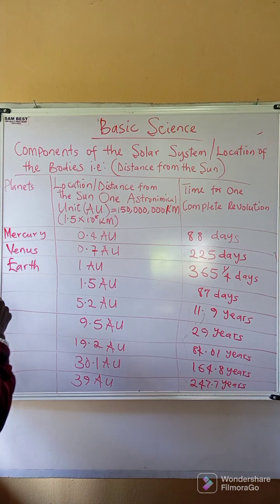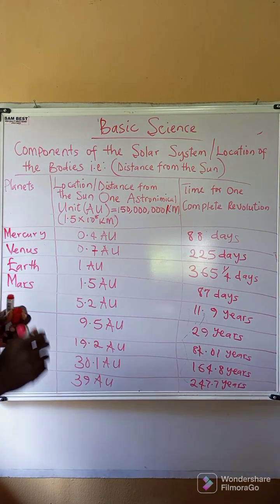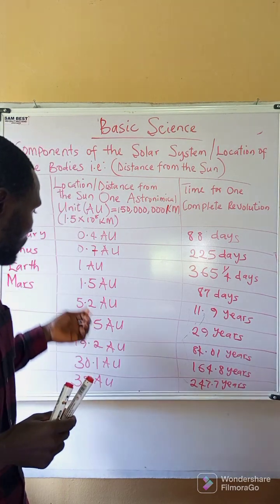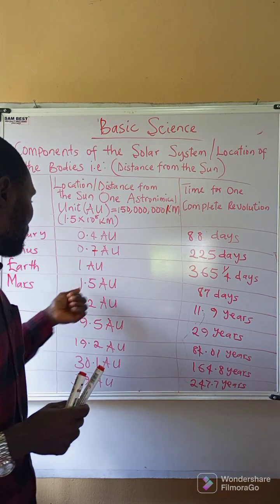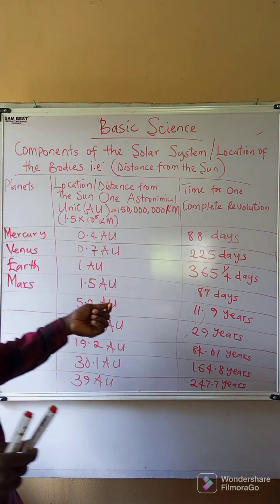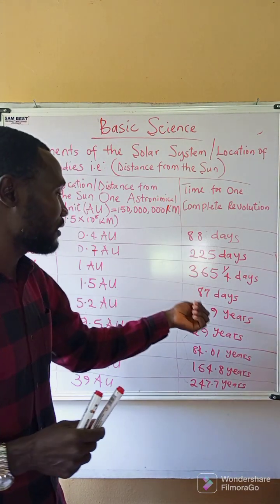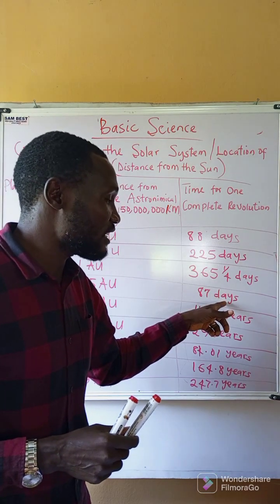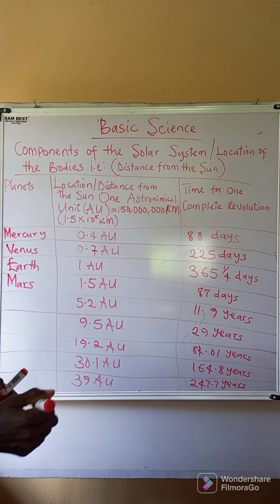Then moving on. Our fourth one is what? Mars. And its distance from the sun is 1.5. Remember, Earth was 1 on the dot. Mars is 1.5 AU. And how long is one complete revolution? It takes 87 days, almost like Mercury. Mercury is 88, but Mars takes 87 days to complete one revolution. Okay, do you understand? Right.